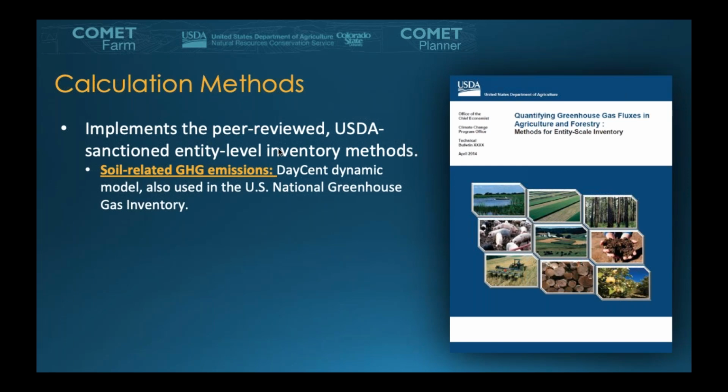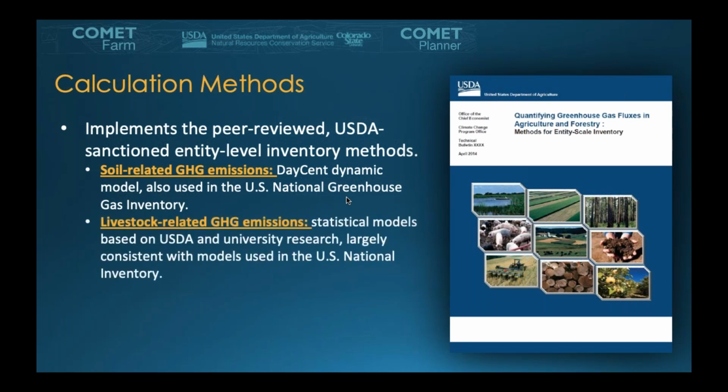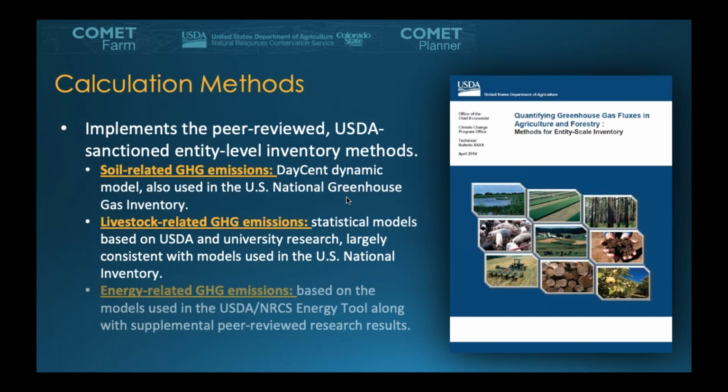So the soil-related emissions are calculated through the DayCent model, which is the principal model used in Comet Farm. The accounting for animal ag is also available in different livestock modules, not just cattle, with different empirical models associated with each of them, as well as the agroforestry and forestry systems.